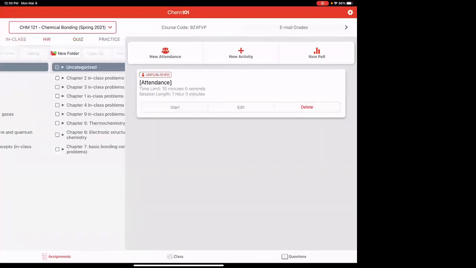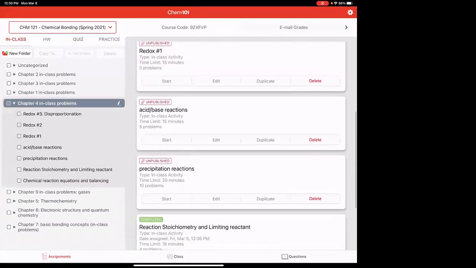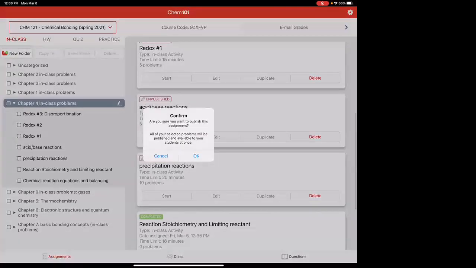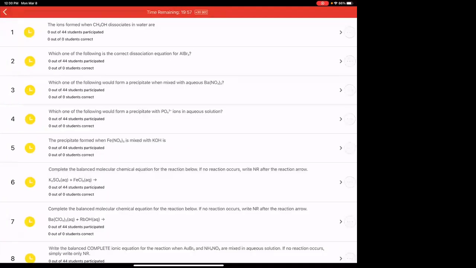So let's see, we want in class, chapter 4, and we want precipitation reactions. We are going to start that here. There we go. And there they are. These first few problems are really just dealing with your solubility guidelines. In other words, is something going to dissociate or not dissociate in solution?